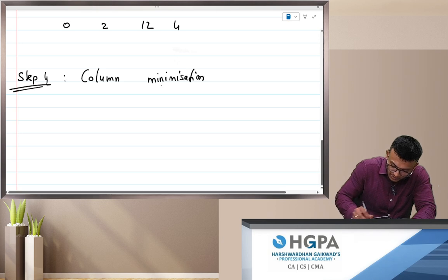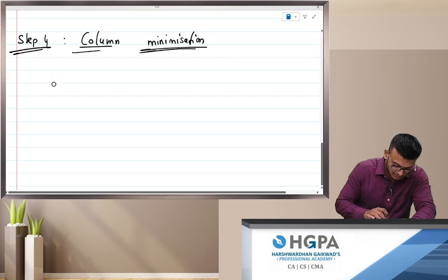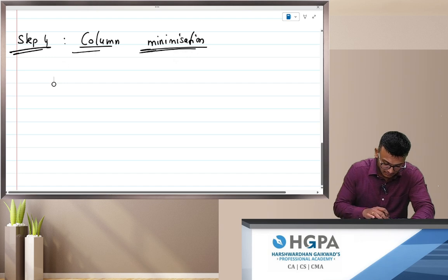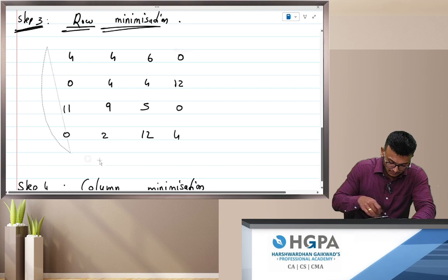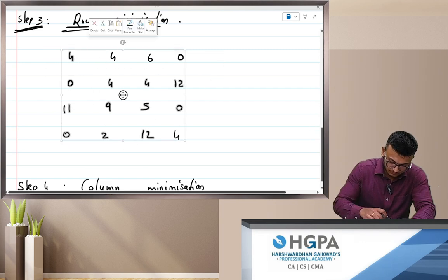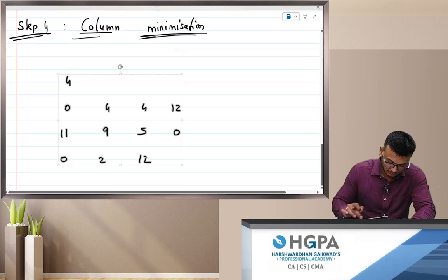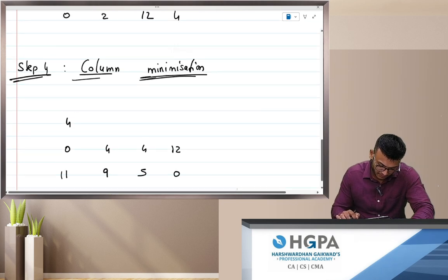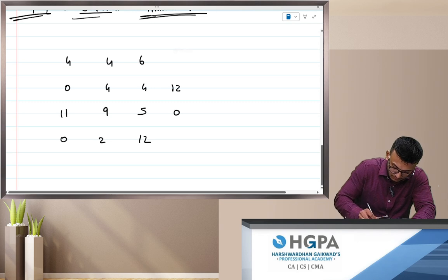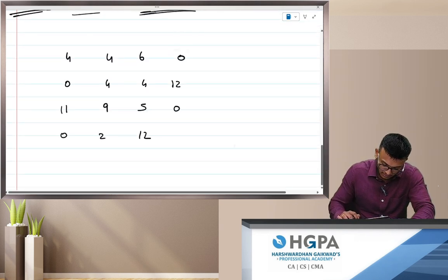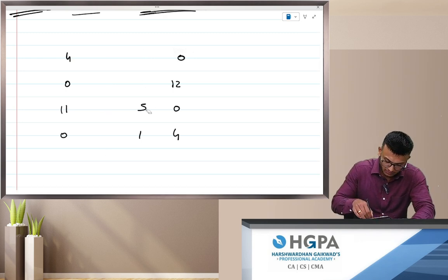Column minimization. Okay. Now, for this, I'll just copy it on this. 4, 4, 6, 0 and 0, 2, 12, 4. Okay. Now tell me, the first column is going to stay. This is going to go. This is going to go. This is going to be same.